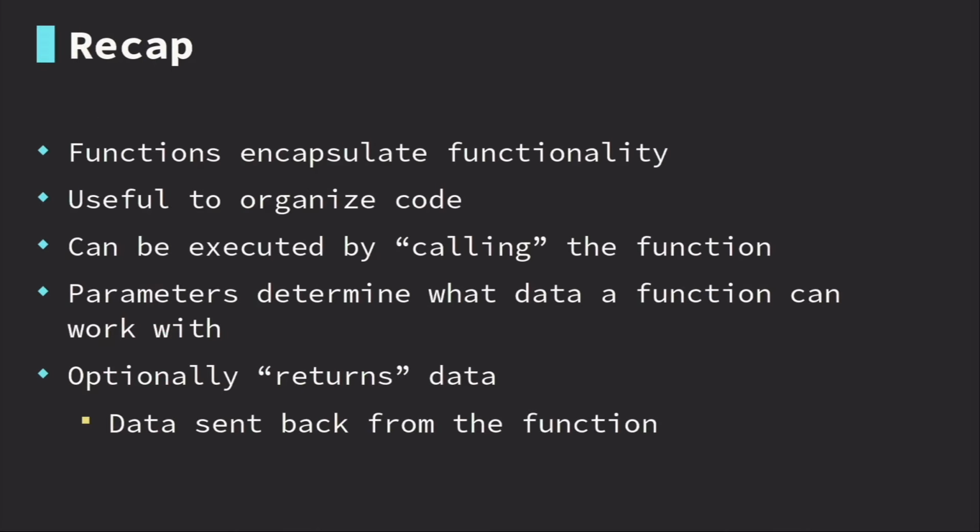To recap, functions encapsulate functionality. They're useful to organize code. Functions can be executed by calling the function. The function parameters determine what data a function can work with. Functions optionally return data, and that means data gets sent back from the function to be used elsewhere. And that's a wrap on functions in Rust.